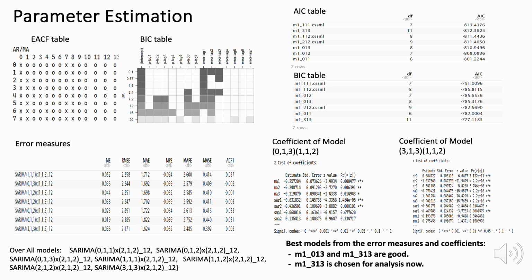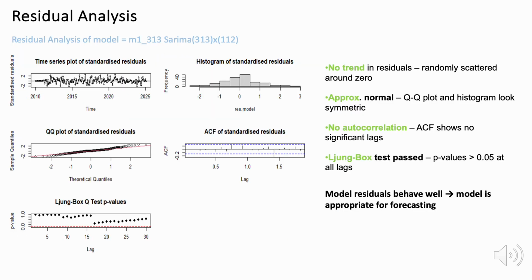Two models stood out: SARIMA 013-11212 and SARIMA 313-11212. Both models performed well, but SARIMA 313-11212 had slightly lower RMSE and MAPE, better behaved residuals, and passed all diagnostic checks, making it our final model. We validated this choice using residual analysis plots.